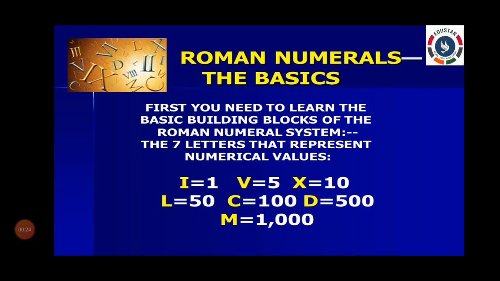Here some basics are given. First, you need to learn the basic building blocks of the Roman numeral system, the 7 letters that represent numerical values. I indicates 1, V indicates 5, X indicates 10, L indicates 50, C indicates 100, D indicates 500, M indicates 1000. These are the 7 symbols we are going to use to make a number.